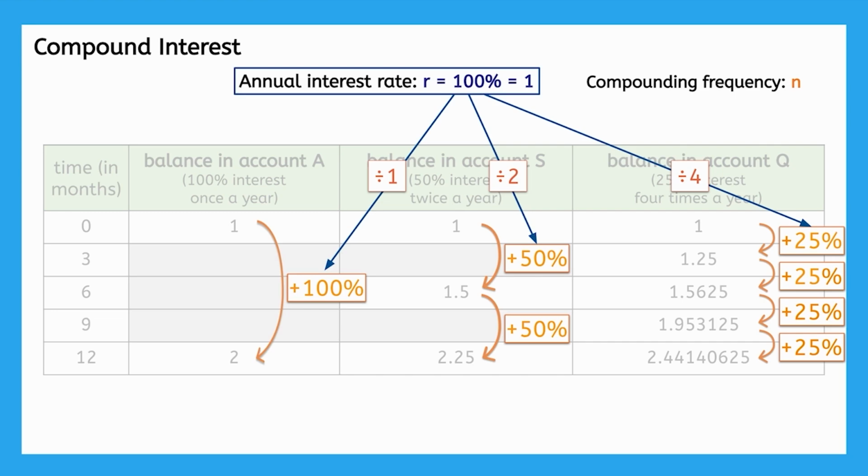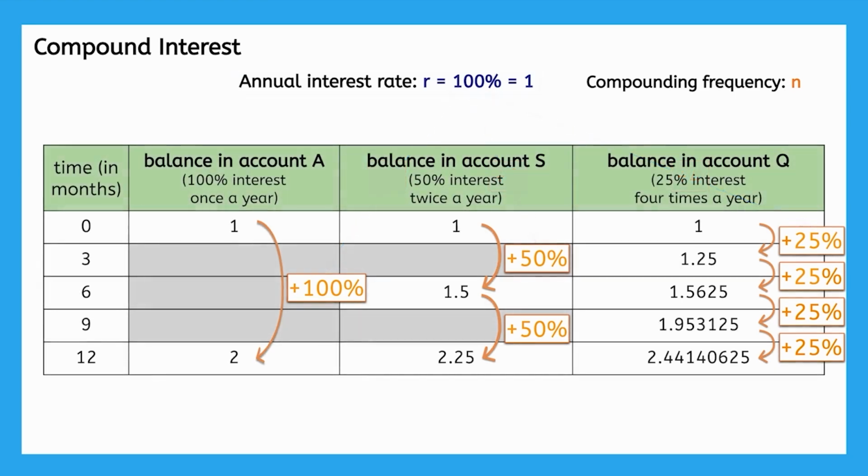For account A, we say the interest is compounded annually, that is, n equals 1. For account S, it is compounded semi-annually, which means n equals 2. And for account Q, it is compounded quarterly, that is, n equals 4. Lastly, our third parameter is the principal, P, which simply means the initial deposit. For all three accounts, the value of P is 1.